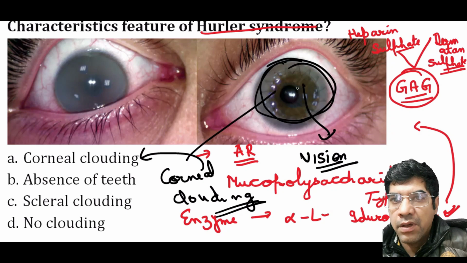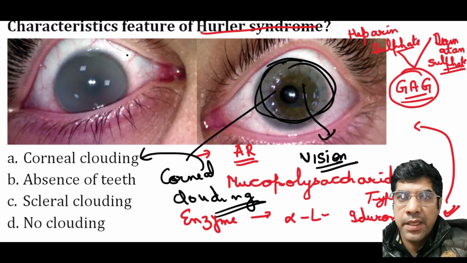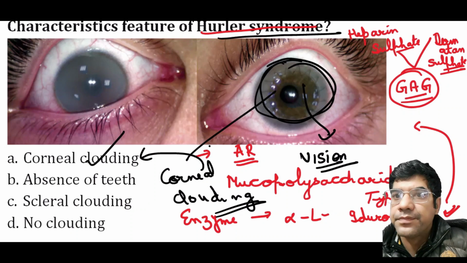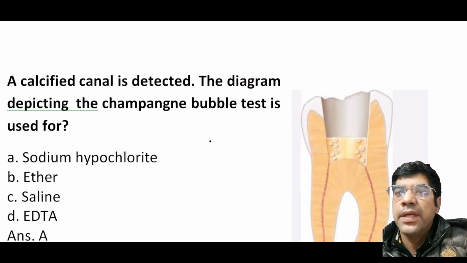So for the MCQ part, the characteristic feature of Hurler syndrome is corneal clouding. That's your answer. Moving to the next question.